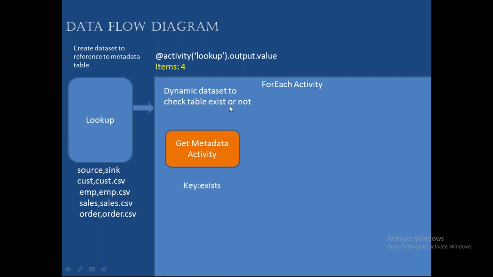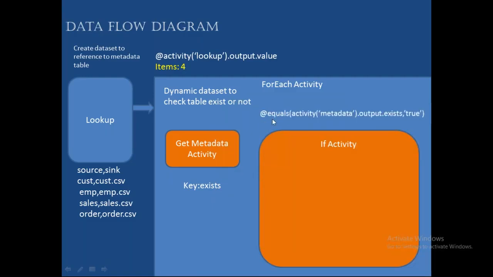Inside the get metadata activity, I will open a key called exists. This exists will return true if the table is available in your Azure SQL database. This will return false if the table is not available in your Azure SQL database. Now, based on this value, I will go to the if activity, the if condition. Here I will check the condition: activity of get metadata dot output dot exists, whether it is true or false, meaning whether this activity output is true or false.